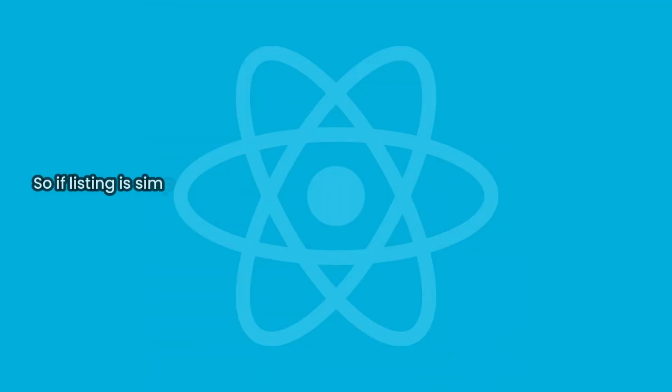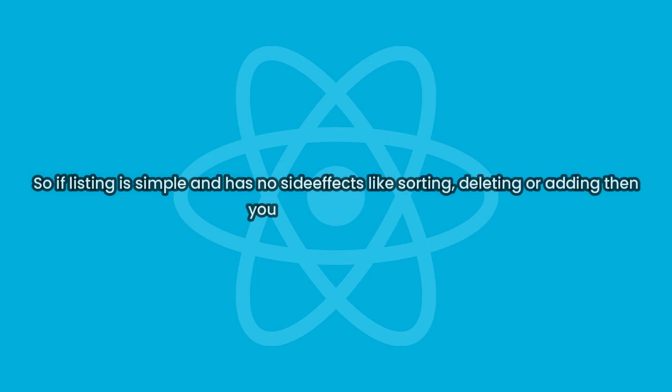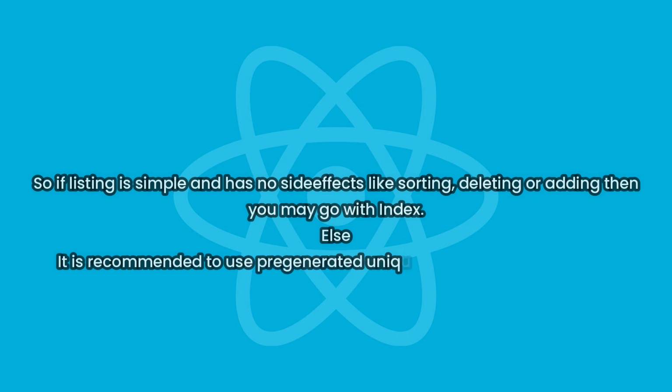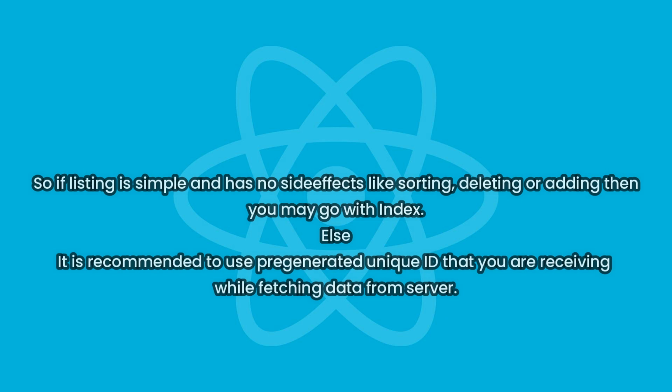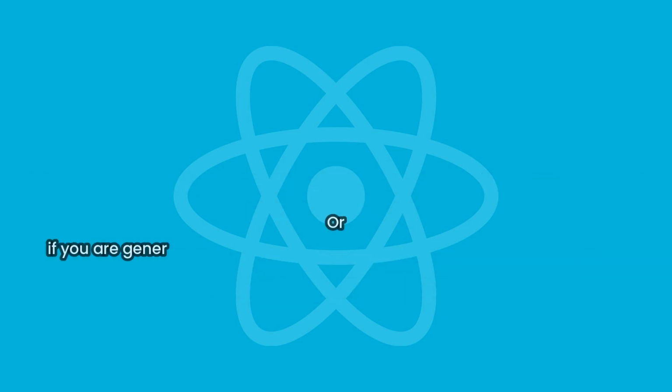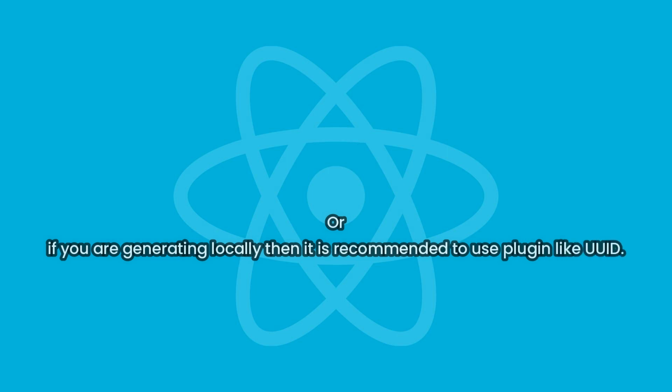So if the listing is simple and has no side effects like sorting, deleting or adding, then you may go with the index. Else it is recommended to use a pre-generated unique ID that you receive while fetching data from the server. Or if you are generating it locally, it is recommended to use a package like UUID.